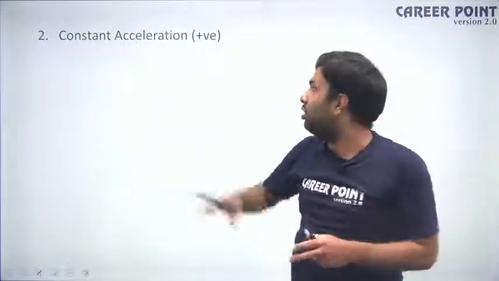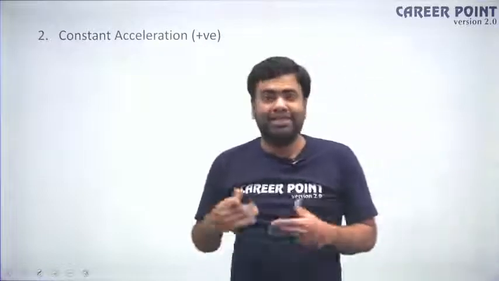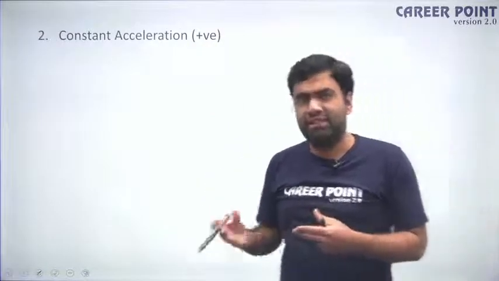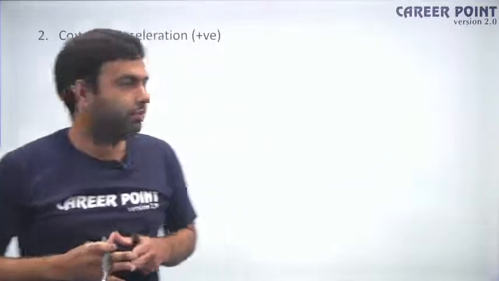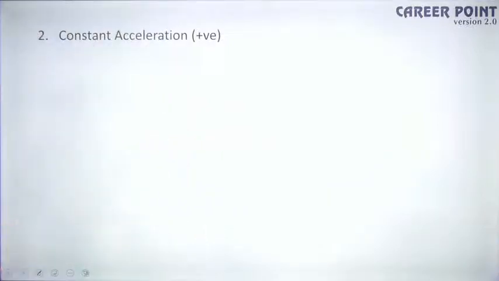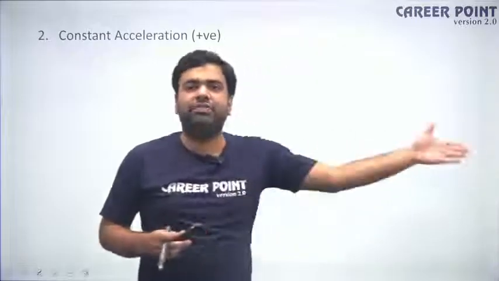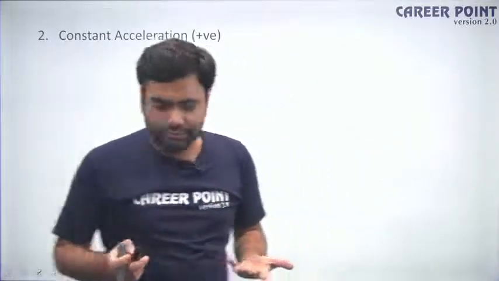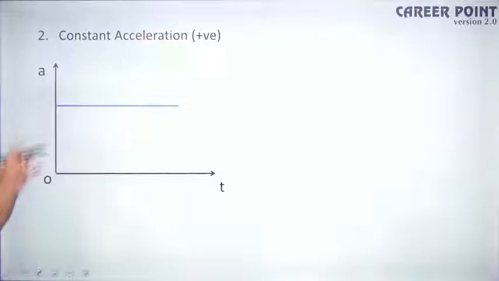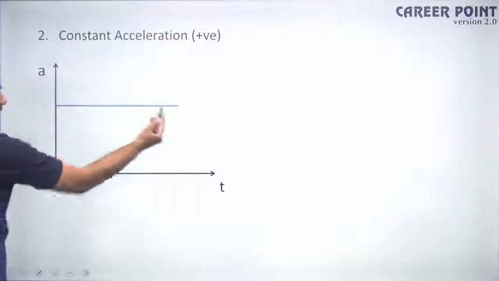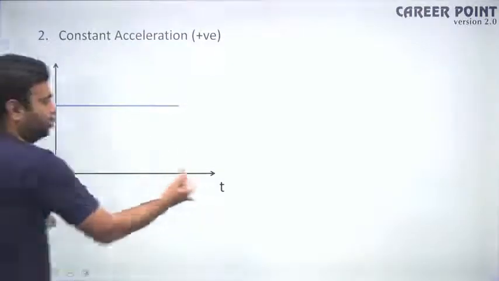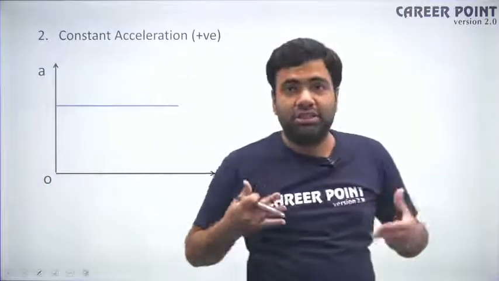Suppose acceleration is constant and it is positive. Acceleration is positive. That means acceleration is in the direction of initial velocity, or we can say acceleration is in the direction of the chosen positive x-axis. That is more correct. Now, if acceleration is constant, the acceleration time graph will be like this: a straight line parallel to the time axis. Why? Because acceleration is not changing.